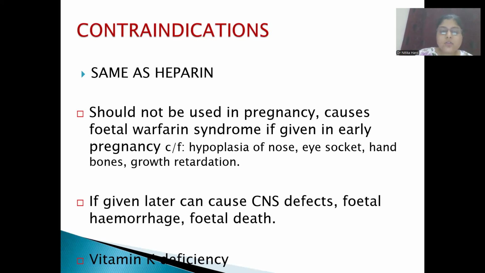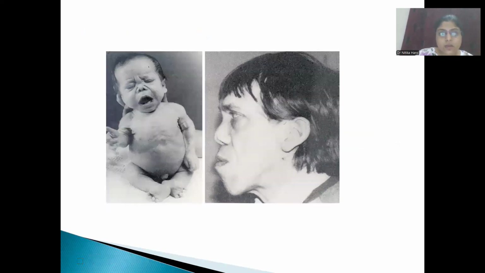And it can also cause vitamin K deficiency, so we have to contraindicate it. This is how fetal warfarin syndrome looks: a depressed nose, microcephaly, hypoplastic limbs and hand bones, and mental growth retardation.